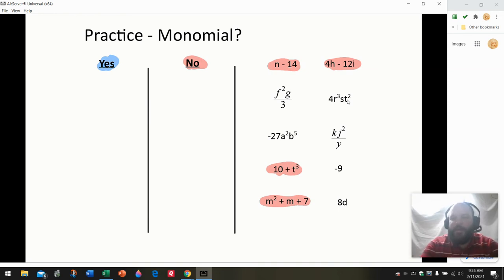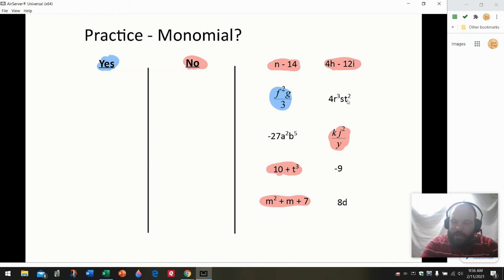Now we're going to go to the next one. If we look at f squared times g divided by 3, that one has variables on the top, but it just has a single number on the bottom. Because it has a single number on the bottom and not a variable, this is going to be yes. In a similar fashion, I'm going to skip a couple, but we have this one right here. That says kj squared, but we're dividing by y. Because we're dividing by a variable and not a number, this one would be no.